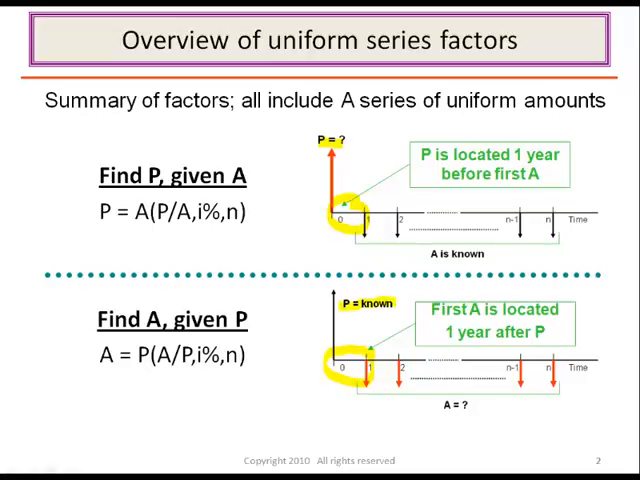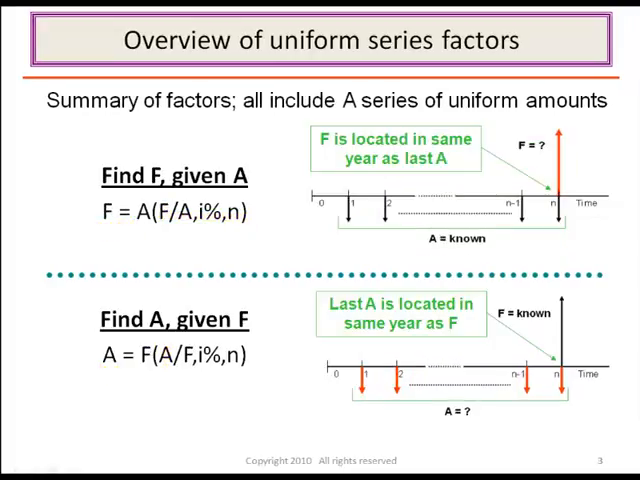The standard notation to find P or to find A is shown to the left of each diagram. Remember, the order of the letters in the factor is important. The first letter is always what is unknown, followed by what is known. Therefore, P/A means find P given A. The third and fourth factors provide the same information, but for a future worth amount F.